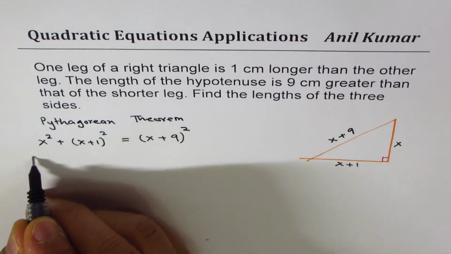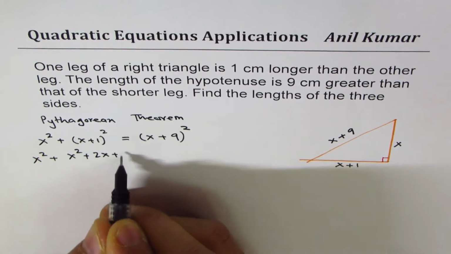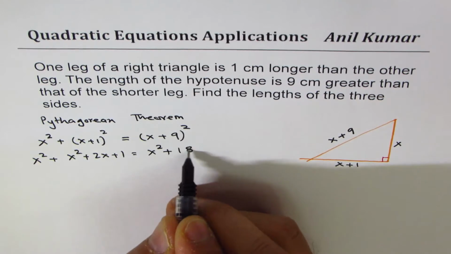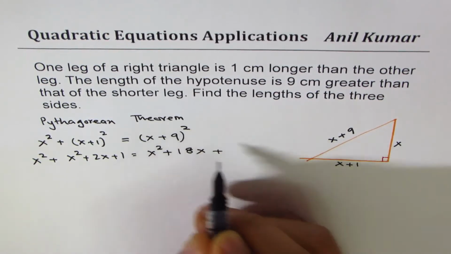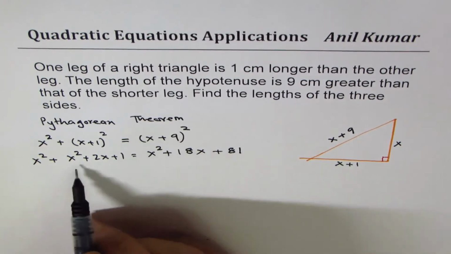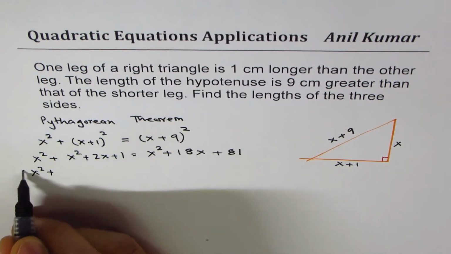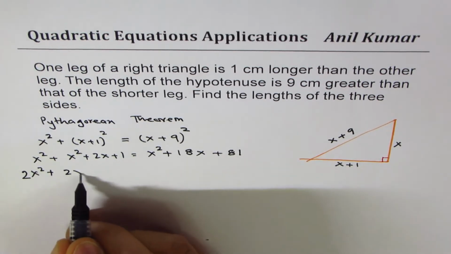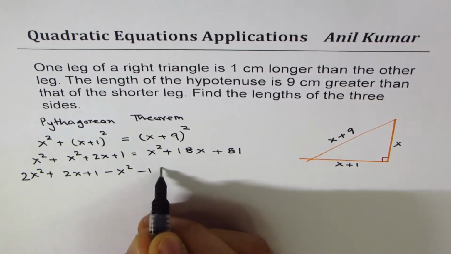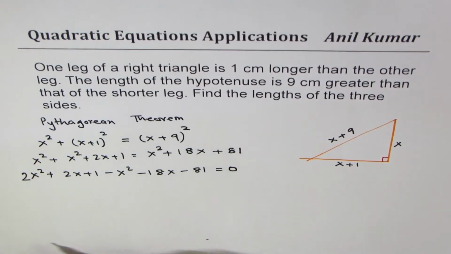So let's open the brackets. We have x squared plus 2x plus 1 equals x squared plus 2 times 9, 18x, plus 9 squared, which is 81, correct? Now we can bring all the terms together. So we have x squared, combining these two, I could write 2x squared, then plus 2x plus 1 minus x squared minus 18x minus 81 equals 0, right?